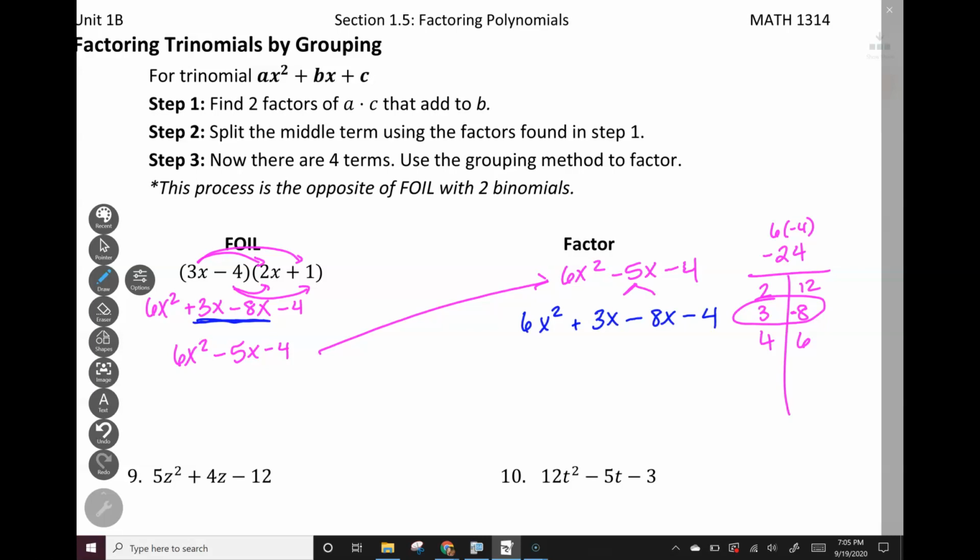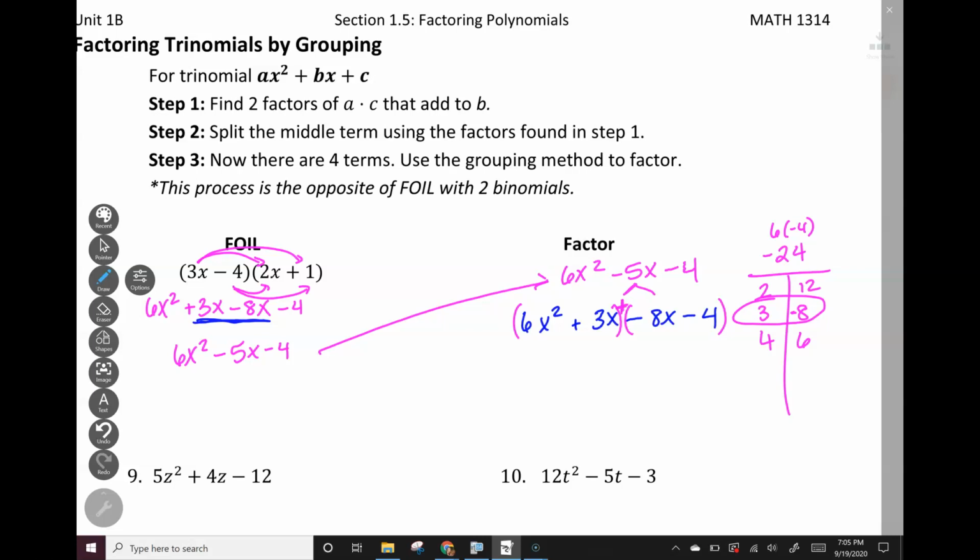Okay, now keeping right along, step 3, now there are 4 terms. Use the grouping method to factor. So the method we did yesterday, where we grouped the first 2, grouped the last 2, factor out the GCF in both, that's what you can use now that there are 4 terms. So group the first 2, group the last 2, make sure that negative goes in the second group, but put a plus sign in between.